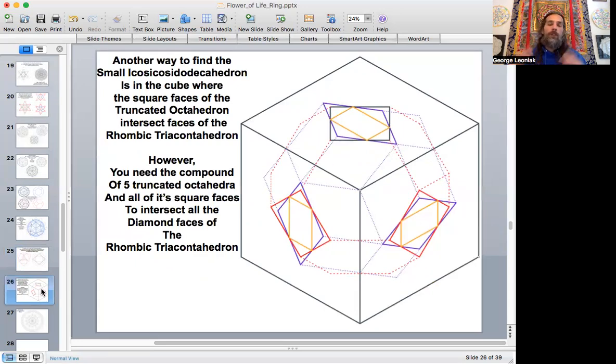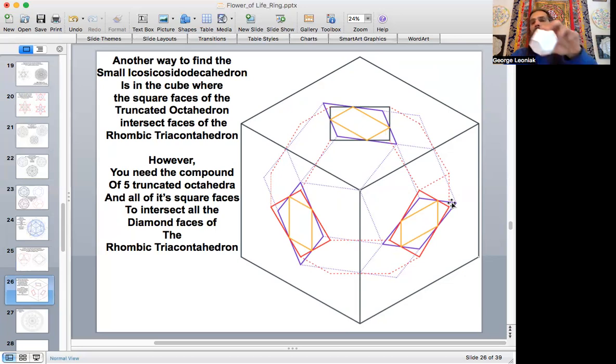So once again, when we put the properly proportioned golden ratio forms nested within the cube, this purple diamond-shaped form is the rhombic tricontahedron tilted inside the cube. And as we have those edges, we're just going to deal with the faces of the cube here, right? So I've got 3 faces, and I have a red dotted truncated octahedron.